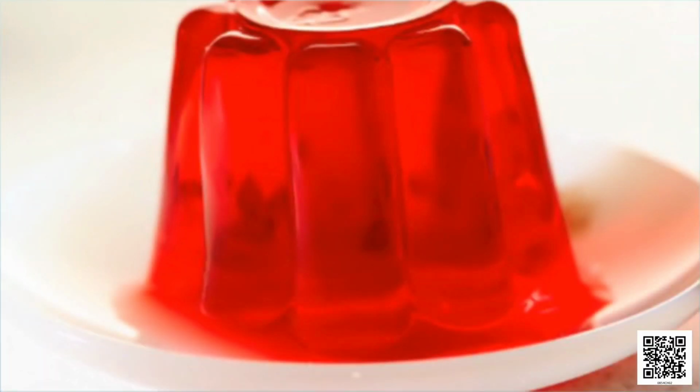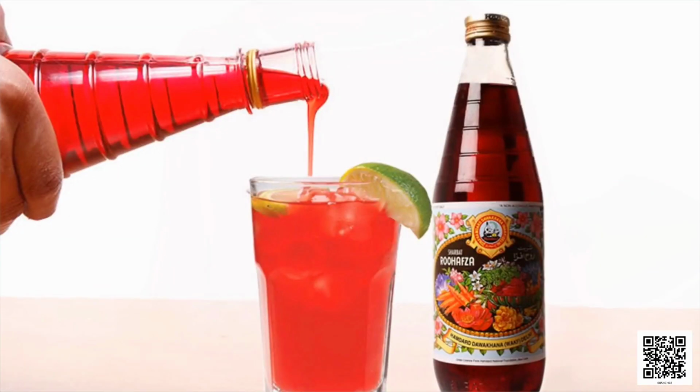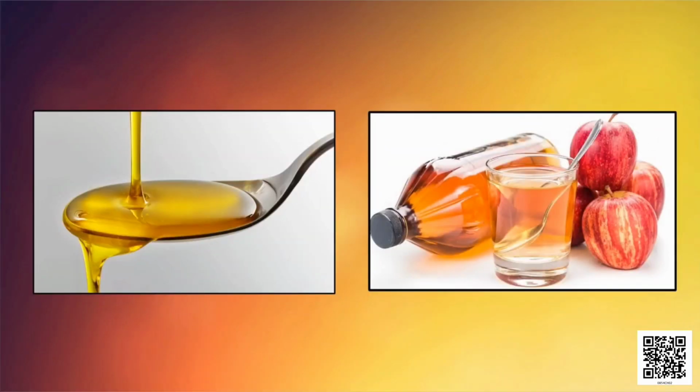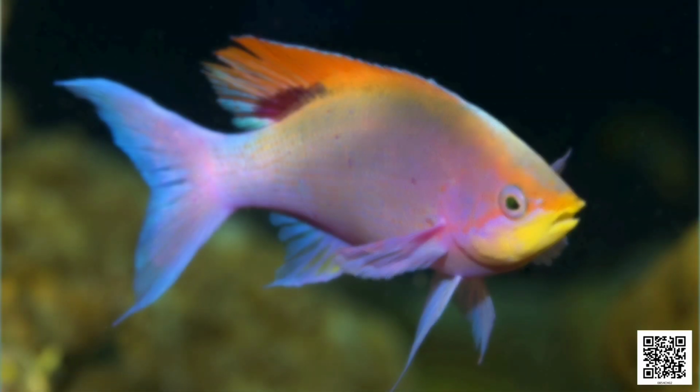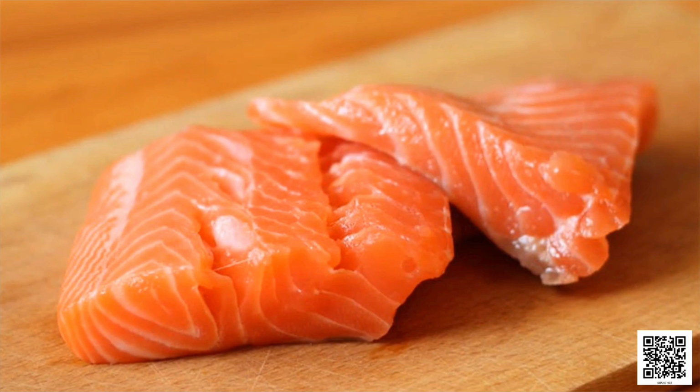Jam, jellies, and squashes are preserved by sugar. Use of oil and vinegar prevents spoilage of pickles because bacteria cannot live in such an environment. Vegetables, fruits, fish, and meat are also preserved by this method.